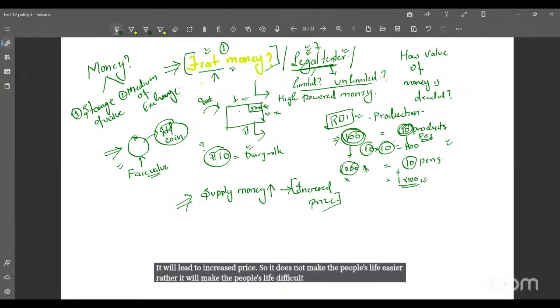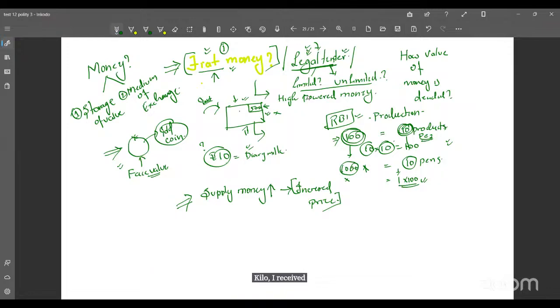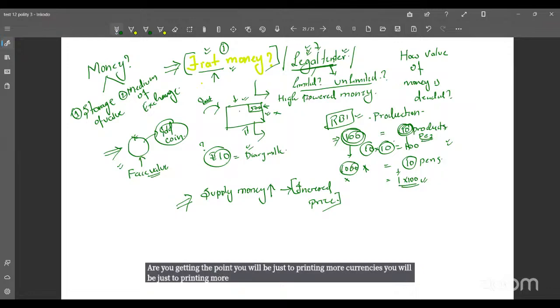முதல்ல ஒரு கிலோ அரிசி 40 ரூபா இருந்தது. நீங்க ஜஸ்ட் பிகாஸ் பிரிண்டிங் மோர் மணி, நிறைய மணி பிரிண்ட் பண்றதுனால 40 ரூபா ஒரு கிலோல கிடைச்சிட்டு இருந்த அரிசி இப்ப 80 ரூபாயா மாறுமே ஒழிய பீப்புள் கையில நிறைய காசு போய் சேர்ந்தாலும் அதுல பிரயோஜனம் கிடையாது. There is no use. Are you getting the point? You will be just printing more currencies. You will be just printing more rupee notes. It will not be increased in the value.